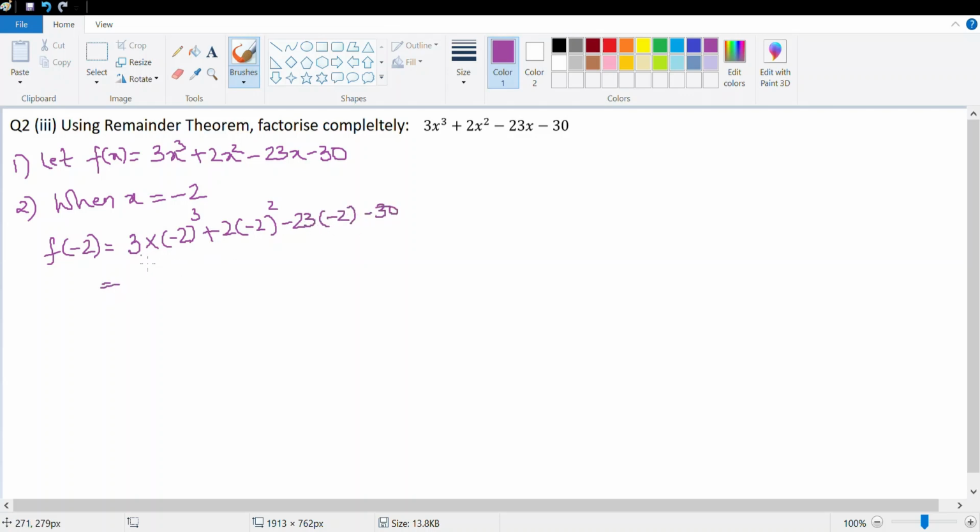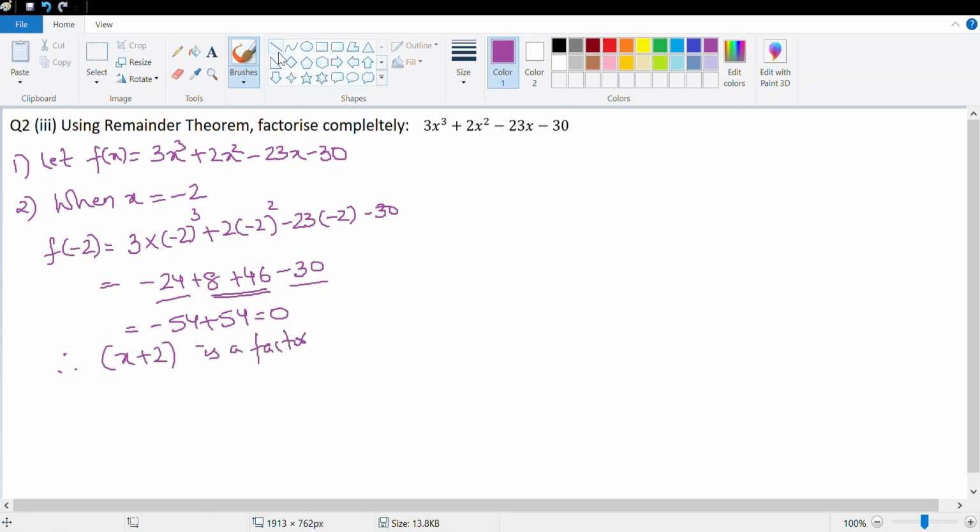So that's negative 8 into 3, that gives me negative 24, plus negative 2 square, that's 4, 4 into 2, that's 8, this is plus 46, and this is negative 30. Negative 30 minus 24, that's negative 54, 46 plus 8, that's 54, which means 0. Therefore, x plus 2 is a factor of this given expression. So we figured out the first factor by hit and trial method, which is x plus 2.